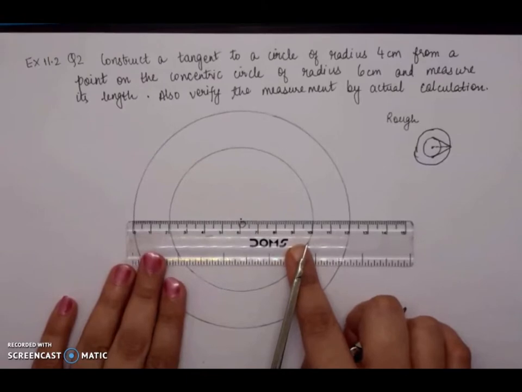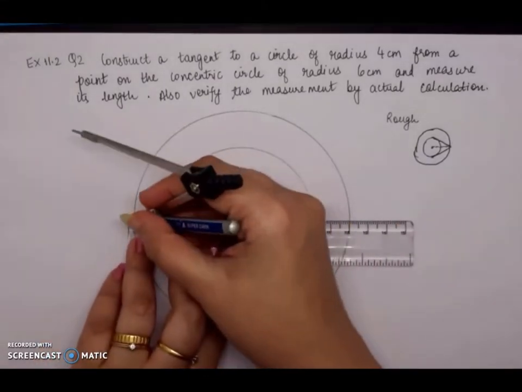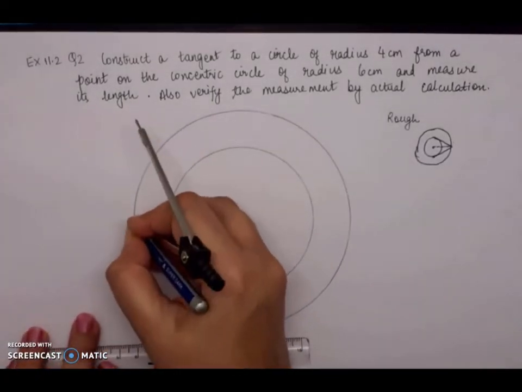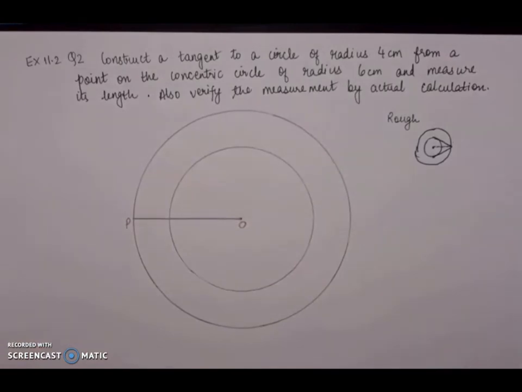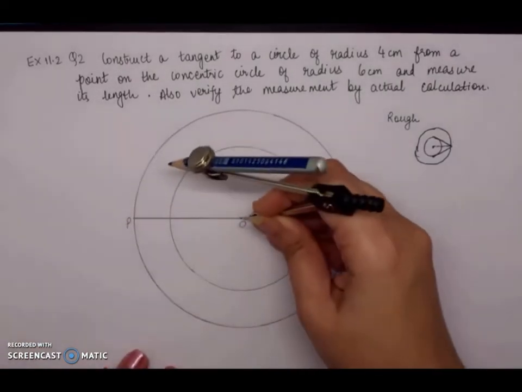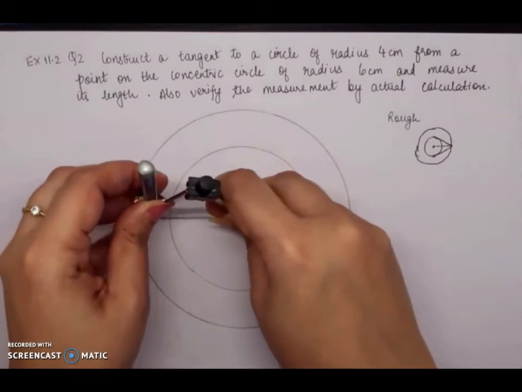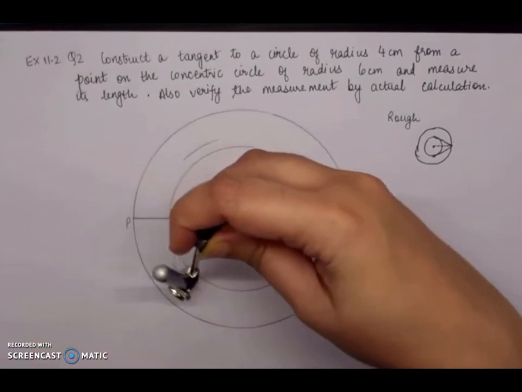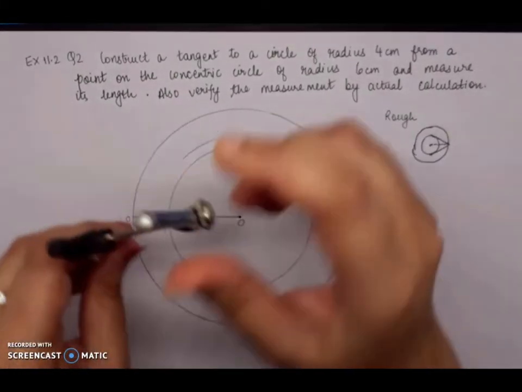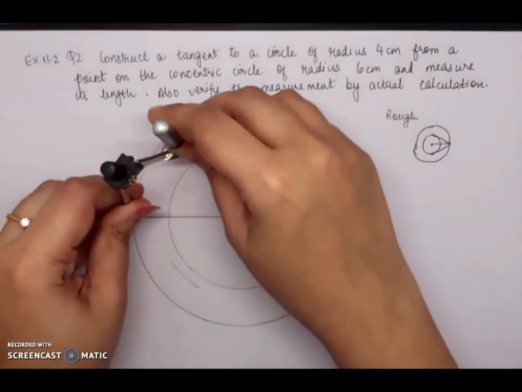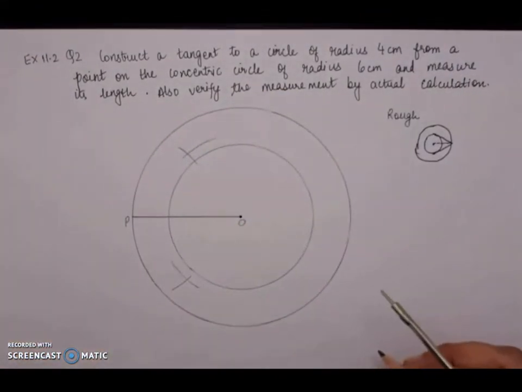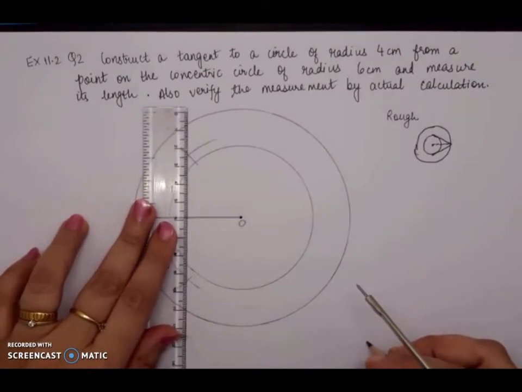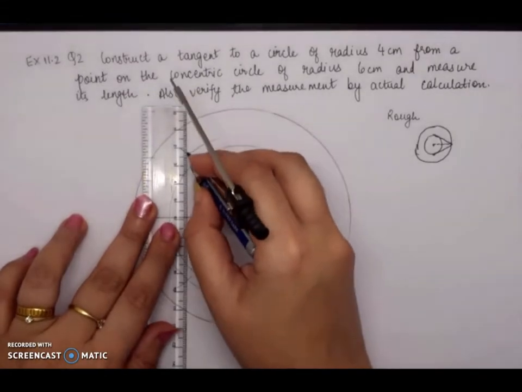Then we will take any point on the outer circle and let P be that point. Now from P to the inner circle I need to construct the tangents. So I will draw a perpendicular bisector of OP. So this is the perpendicular bisector of OP.